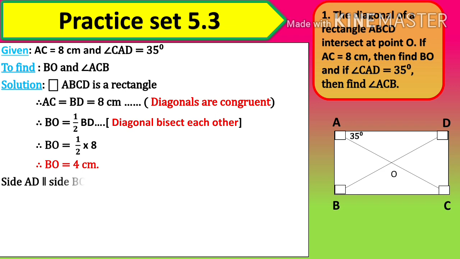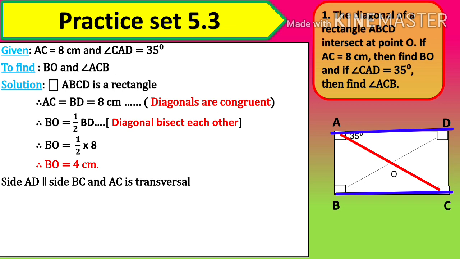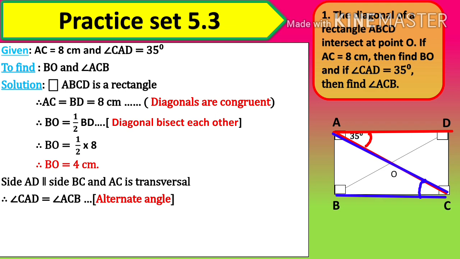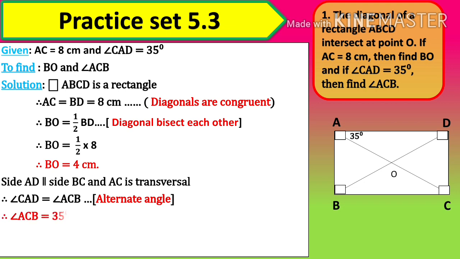Now students, side AD is parallel to side BC and AC is transversal. So angle CAD is equal to angle ACB. They form alternate angles. We have the value of angle CAD, how much? 35 degrees. Right. So we can say angle ACB is also 35 degrees. Is that clear? Okay. Now we will start question number 2.